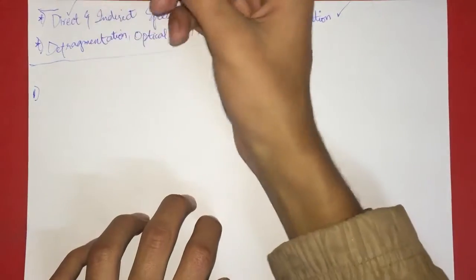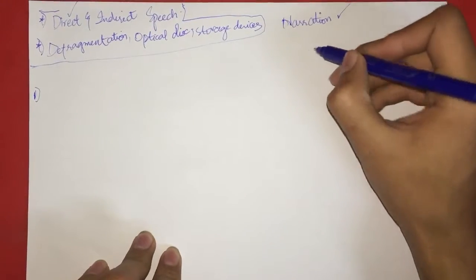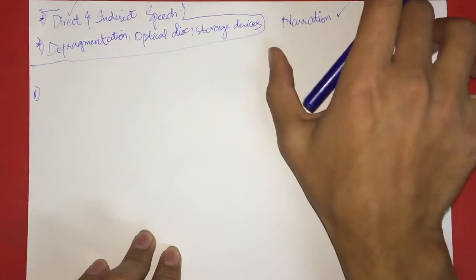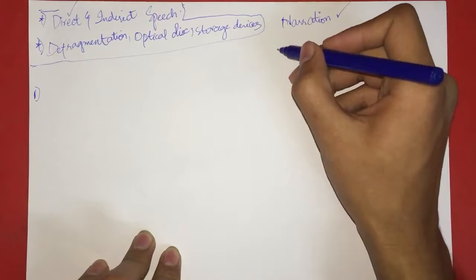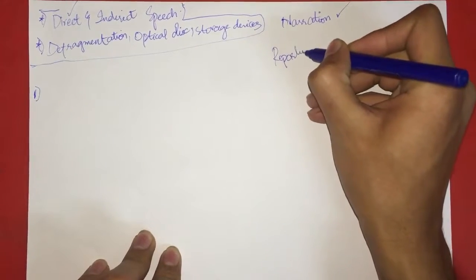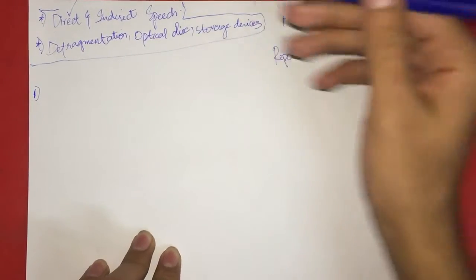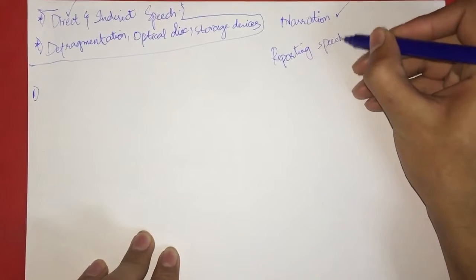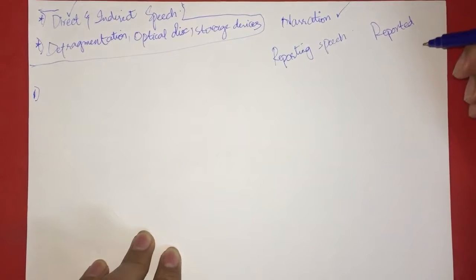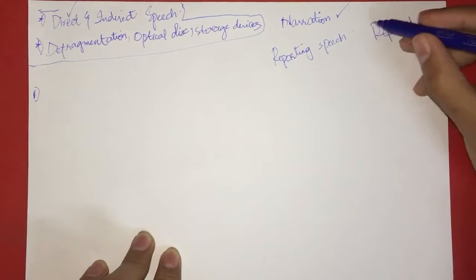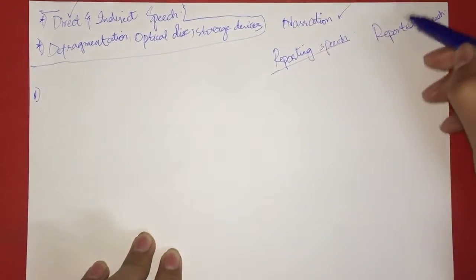So what is direct speech? In a direct speech, we have two sections. One is reporting speech, and the second one is reported speech. In direct speech, we have the exact words of the speaker included in the sentence. So this one is reporting speech, and one is reported speech.